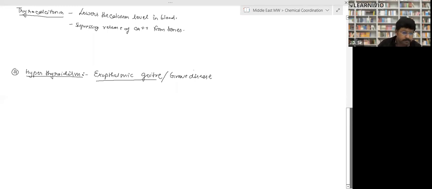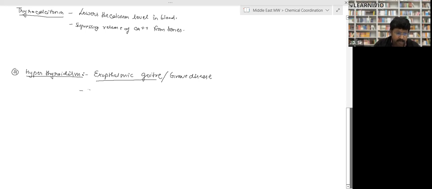Note it down. It is characterized by exophthalmia. What is exophthalmia? You must have seen people whose eyes protrude outward and bulge out. It appears that the person is gazing at someone, but that is because their eyeballs protrude outward. So this is hyperthyroidism, called exophthalmic goiter.